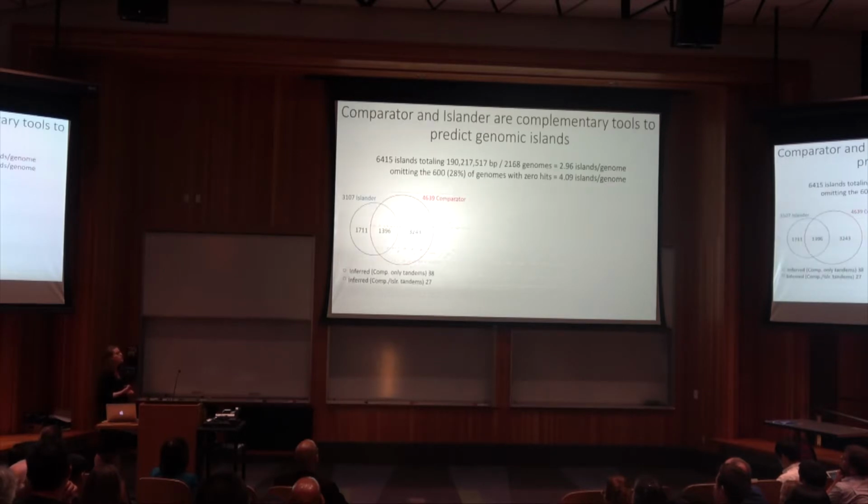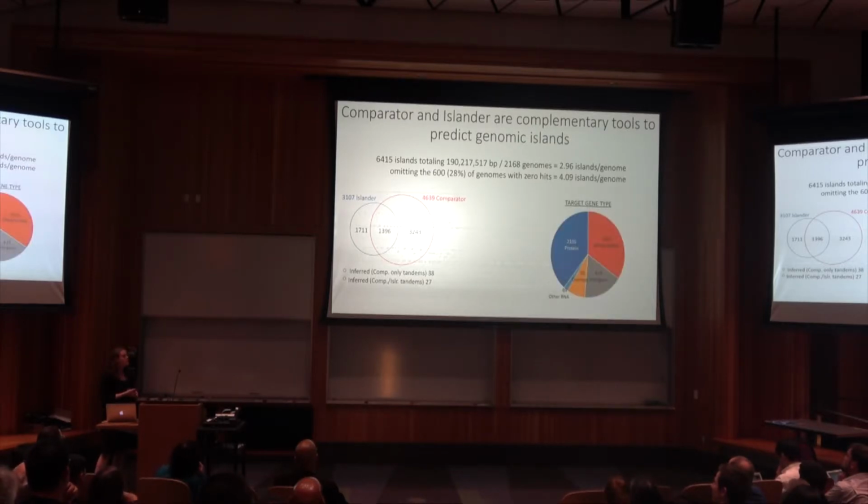So when we use these tools together, they're complementary, and we did a small subset of about 2,000 genomes that are verified at NCBI, and we found 6,500 genomic islands, of which about 2,000 are prophages. These 2 tools find overlapping islands as well as distinct islands. When we break that down further into target gene types, we see these are predominantly found in protein-coding genes and tRNAs. And when we break that group of protein-coding genes down, what we find are highly conserved genes such as ribosomal proteins or metabolism genes.